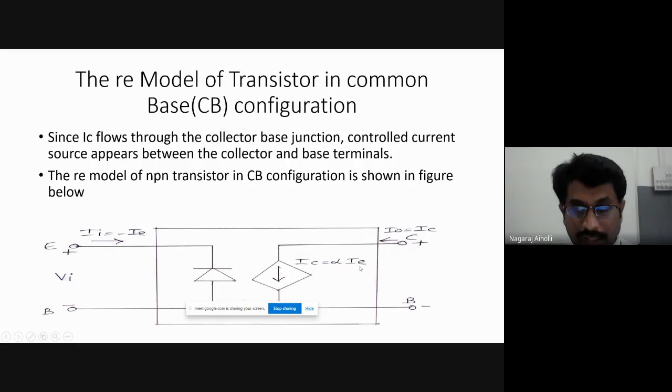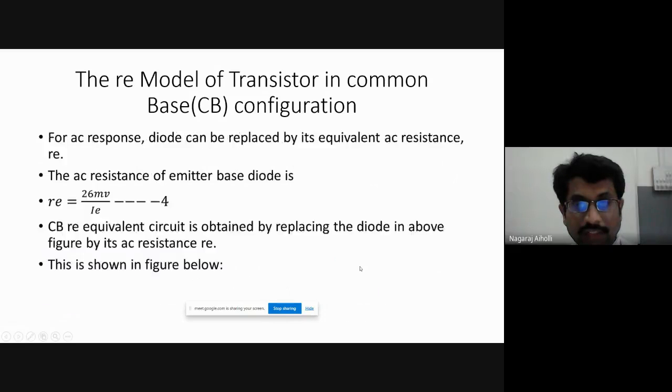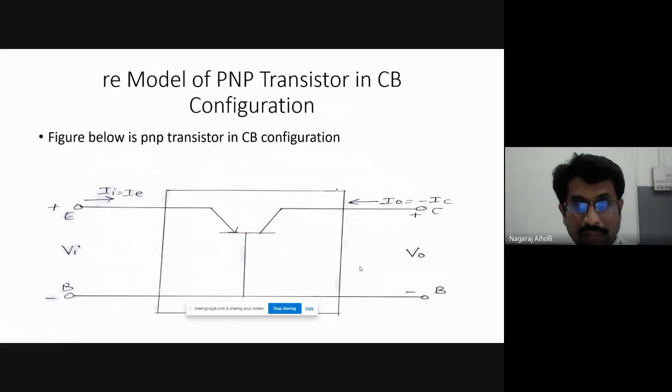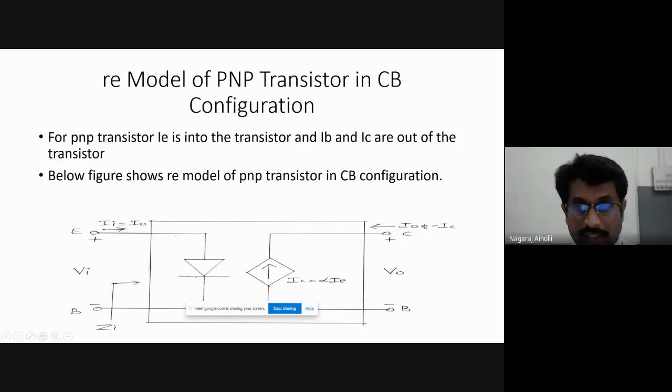IC is equal to alpha IE. But for the common base configuration in the PNP transistor it is the opposite. For the PNP transistor, the output current is minus IC. Therefore, the current is shown upward, opposite to I0. IC is equal to alpha IE. Are you clear with this? How we get the polarity of the diode, positive, negative, and how we get the direction of the collector current IC in the upward direction.